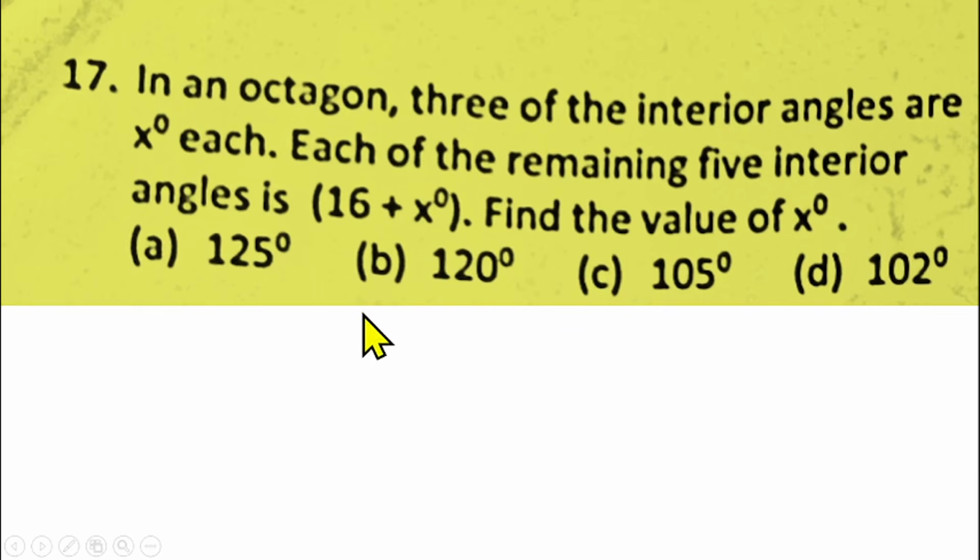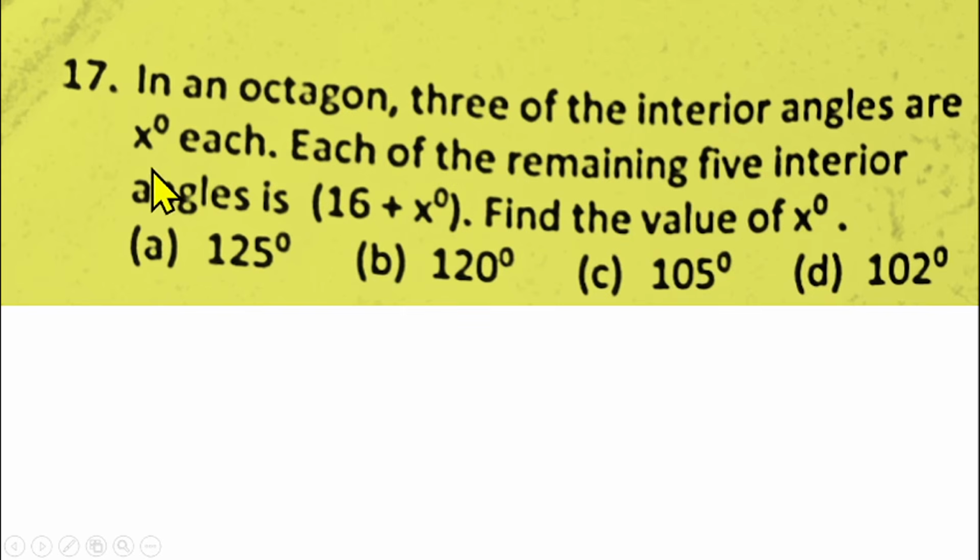Question number 17 is from plane geometry. In this case, from polygon. In an octagon, 3 of the interior angles are x degrees each. Each of the remaining 5 interior angles is 16 plus x degrees. Find the value of x.